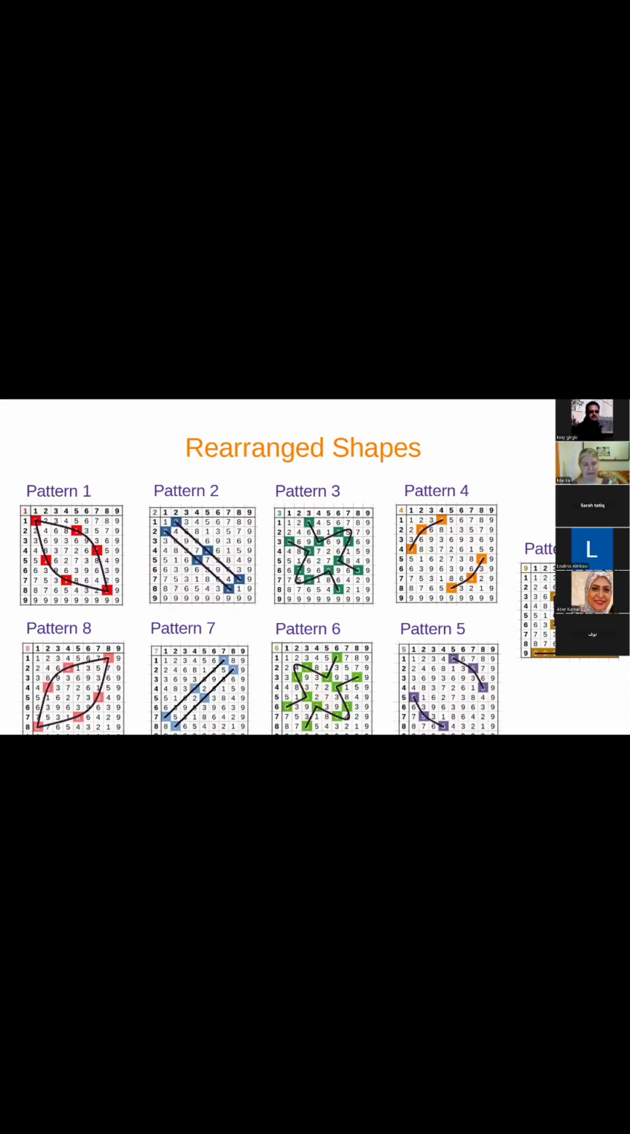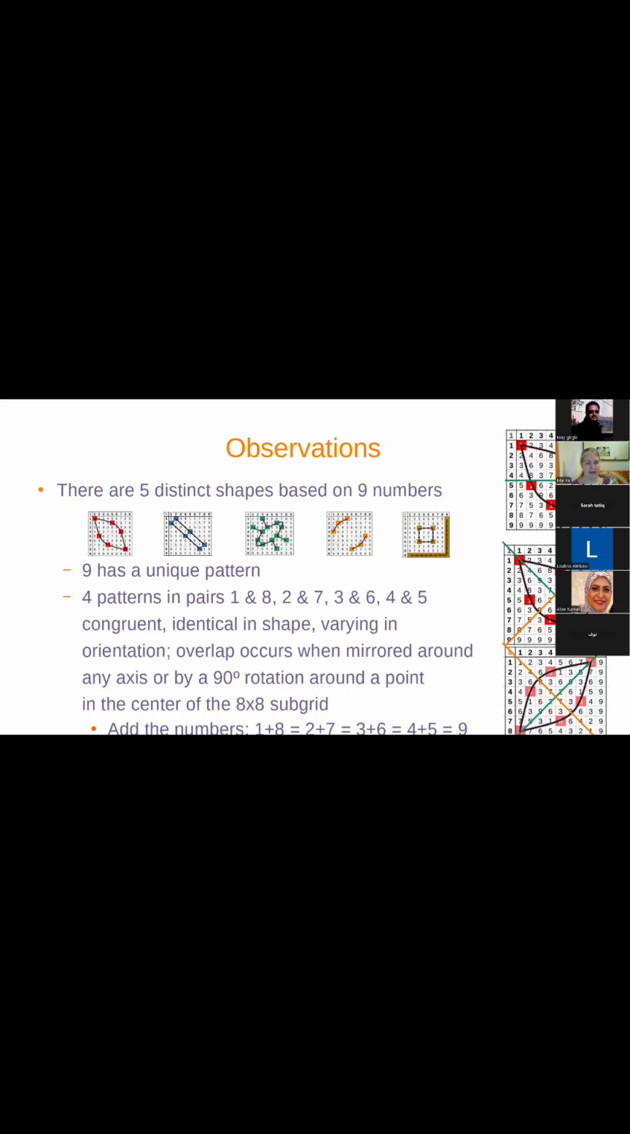So now we have them grouped in these pairs. The observation I made was there are 5 distinct shapes based on 9 numbers. 9 has a unique pattern, and there are 4 patterns in pairs: 1 and 8, 2 and 7, 3 and 6, and 4 and 5. They're congruent. That means they're identical in shape, but varying in orientation.